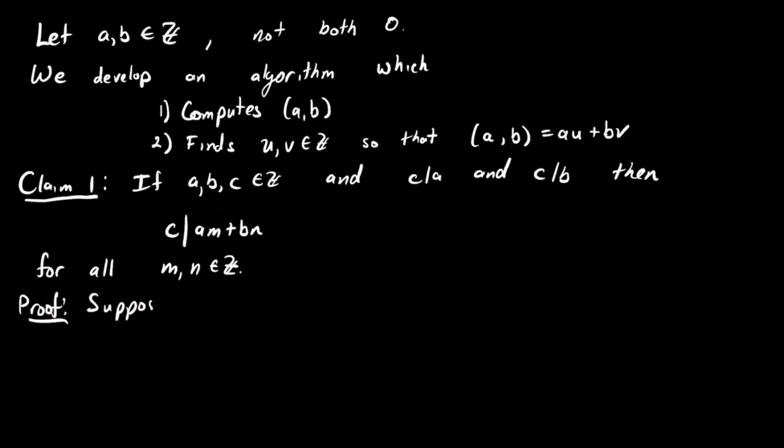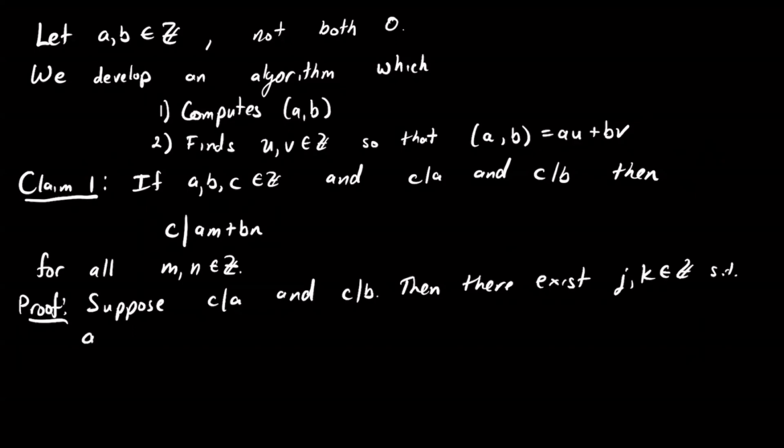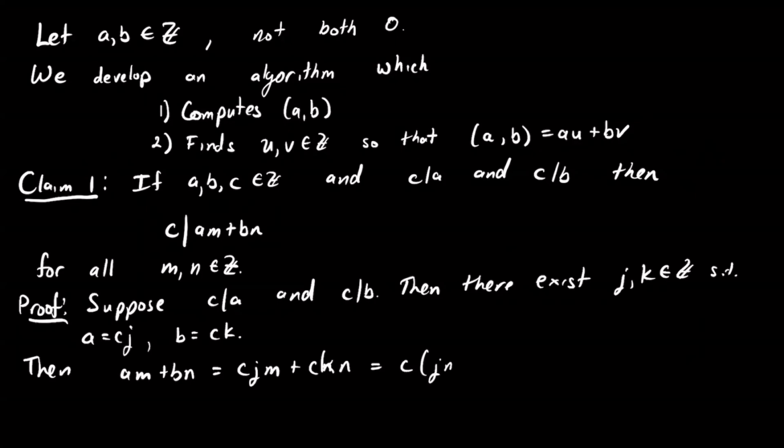I'll say, suppose c divides a and c divides b. So then there exist some integers, let's say j and k, such that a is equal to cj and b is equal to ck. Okay, so let's look at our expression. We could then say that am plus bn can be rewritten as cjm plus ckn, which we can now rewrite as c times jm plus kn. And this immediately gives us that c divides am plus bn. So hence, c divides am plus bn.